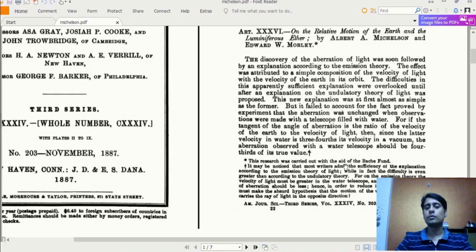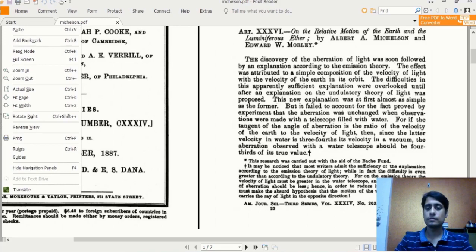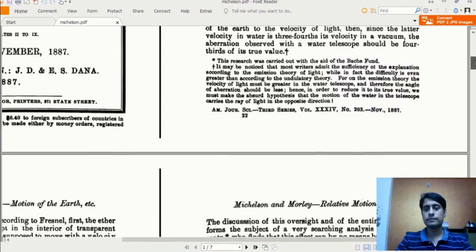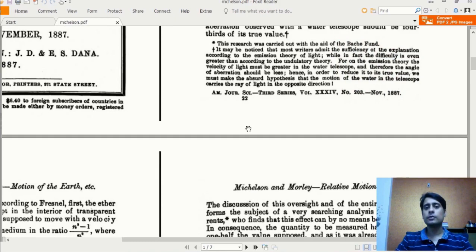So if you read the footnote, it may be noticed that most writers admit the sufficiency of the explanation according to the emission theory of light, while in fact the difficulty is even greater than according to the undulatory theory. Because on the emission theory, the velocity of light must be greater in the water telescope.